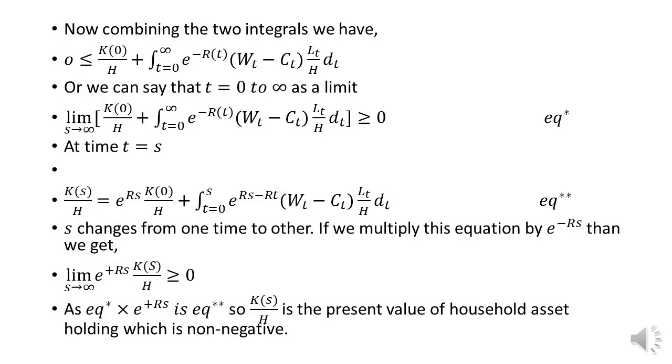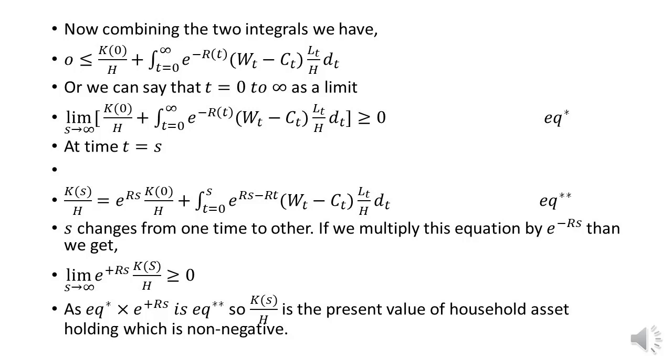So we have this equation that says when time is s, which is some time that approaches infinity, so much later in this time, the e raised to power rs into k at time s over h must be greater than or equal to 0. What does this equation mean? This simply says that the present value of the household asset holding at time s, something infinity later than now, should be non-negative.